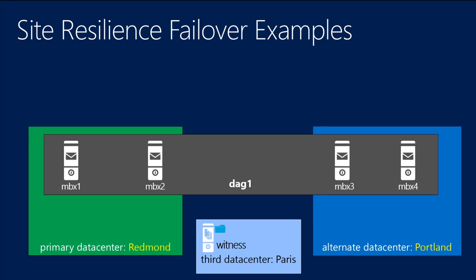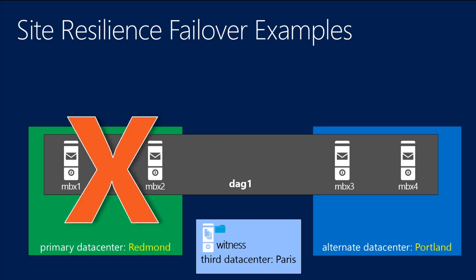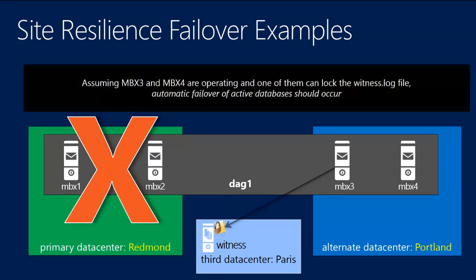So, Paris. Okay, so how does it work? And I'm sure many of you understand already how this works. You lose your DAG members, and basically what's going to happen is, as long as 3 and 4 are operating and they're isolated from whatever failure happened in Redmond, one of them will lock that witness server, and boom, automatic failover of your databases will occur, and your DAG will maintain quorum and will stay up and continue running, and life will be good. Then it's just up to the administrator to go in and fix whatever issue happened that caused the failure in the first place.